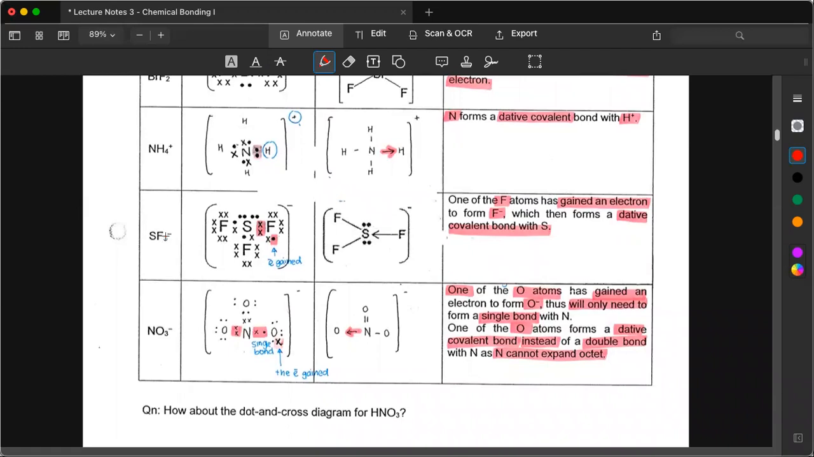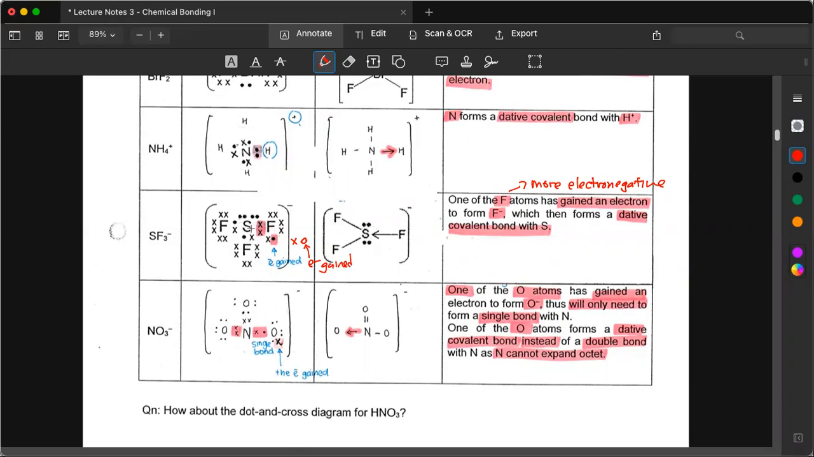Okay, SF3-. So in this case, the ion is a negatively charged particle. So since fluorine is more electronegative, it will gain the electron to form F-. So one of the fluorine atoms will gain, and it's represented by this. Can you see that? So you can use this, or you can use another symbol to represent electron gain, either a hollow circle or a triangle. Okay, that will do.